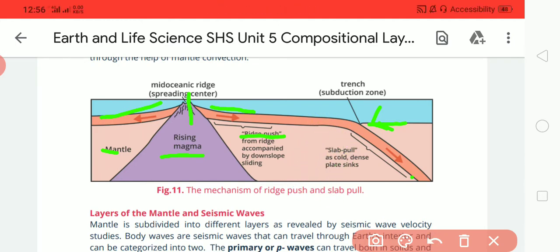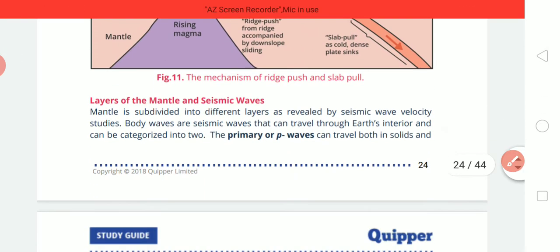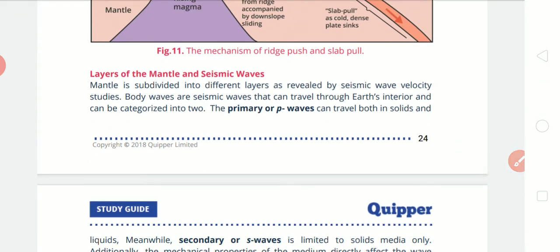Alright. So next one is the layers of the mantle and the seismic waves. So mantle is subdivided into different layers as revealed by the seismic wave velocity studies. Body waves are seismic waves that can travel through Earth's interior and can be categorized into primary waves or P waves, which can travel both in solid and liquids. Meanwhile, secondary or S waves is limited to solid media only.